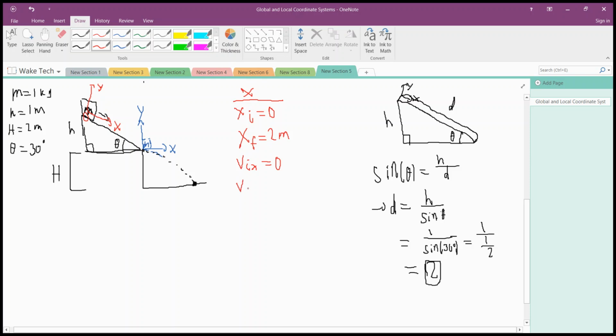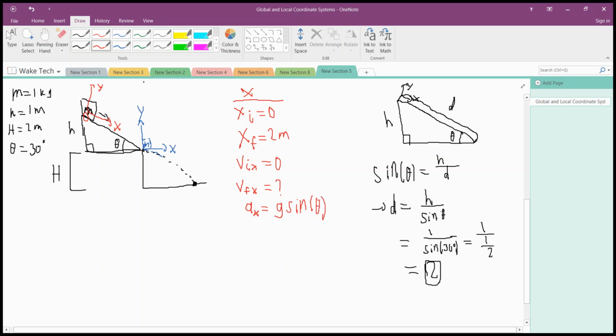Then we have final velocity in the x direction, and that's going to be an unknown. Acceleration in the x direction, as you know, for slanted coordinate systems, for inclines like this, the gravitational acceleration has to be broken into components. And so you'll get g sine theta, or g sine 30.